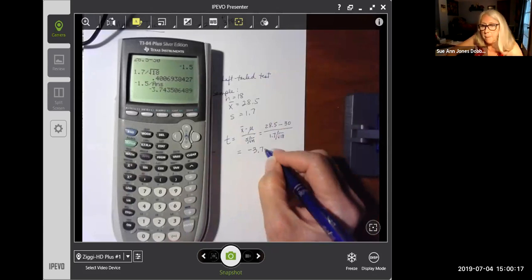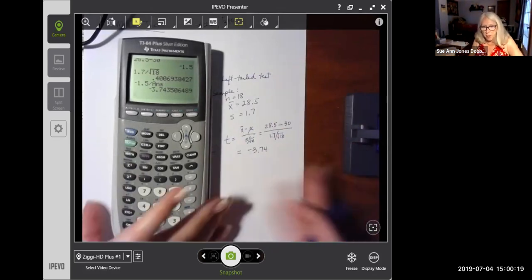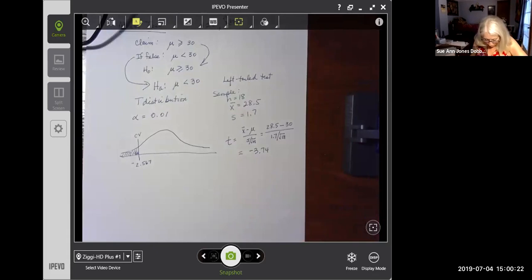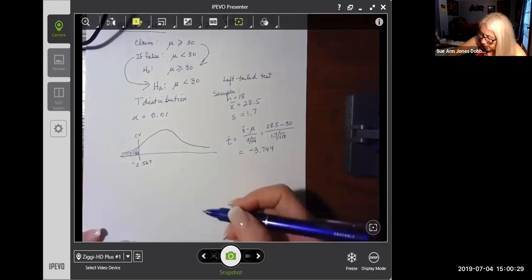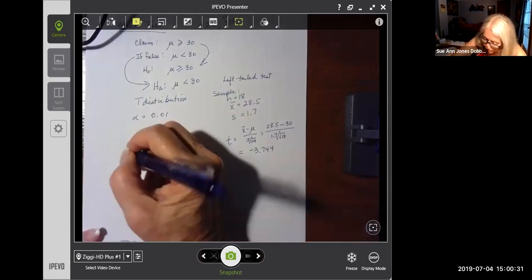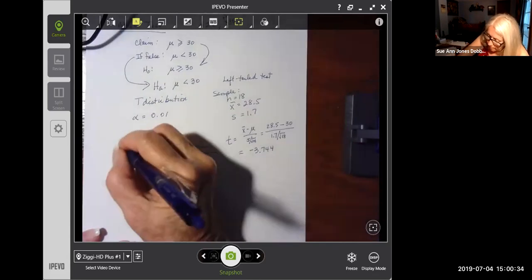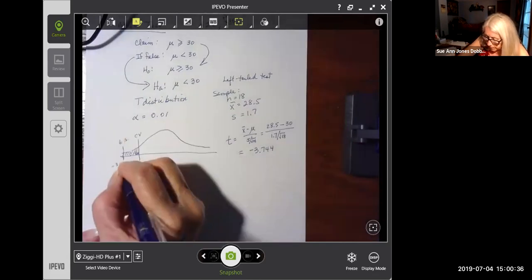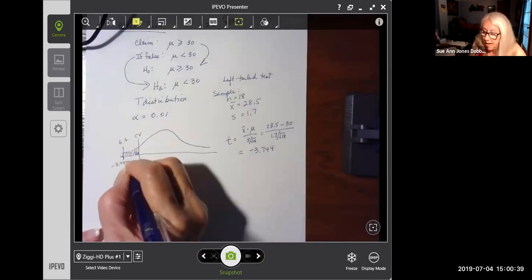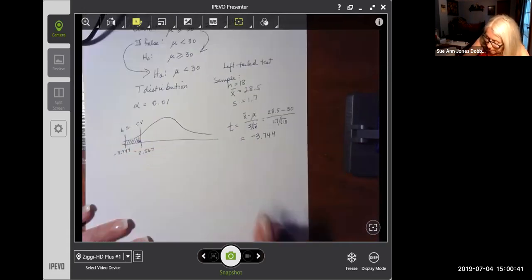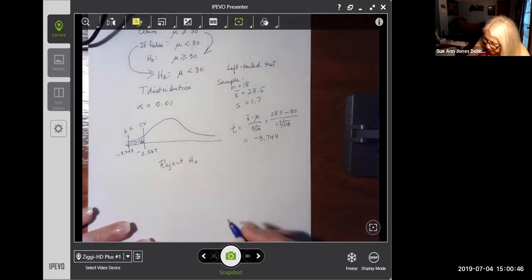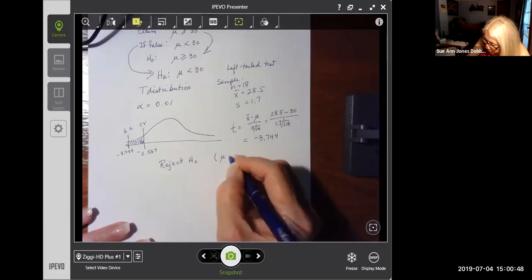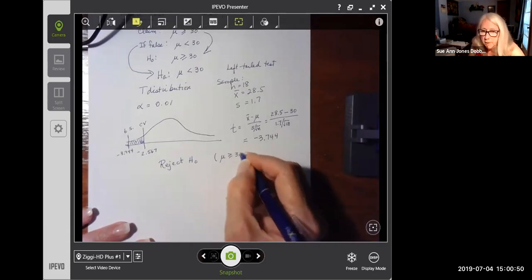3.74350, whatever. But because my critical value had 3 decimal places, I'm going to go ahead and give this one 3 decimal places. Okay. And that value is down here to the left of my critical value. And that means I reject the null hypothesis. Okay, and remember what it was. I'm rejecting that the mean is greater than or equal to 30 hours. Okay?